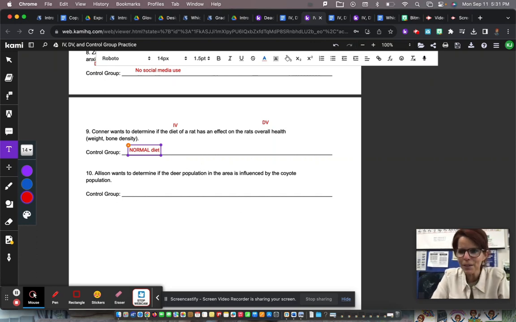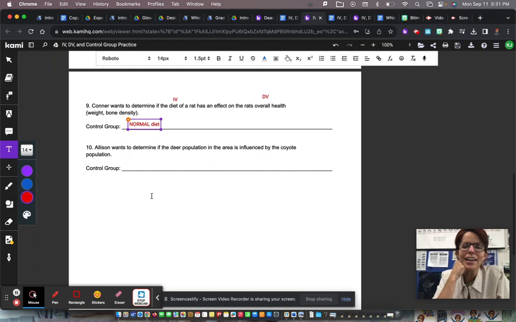Okay, last one, everybody. We're almost done. Allison wants to determine if the deer population in the area is influenced by the coyote population. All right, this is tricky. She's not purposely changing anything. She's just watching as things change. What impact does that have on something else? And this one is written backwards. What is actually changing that's causing the change?